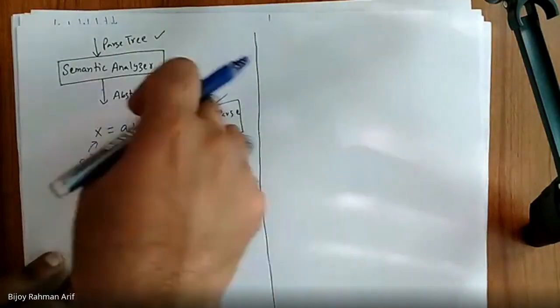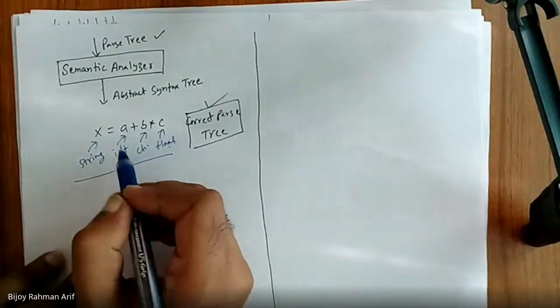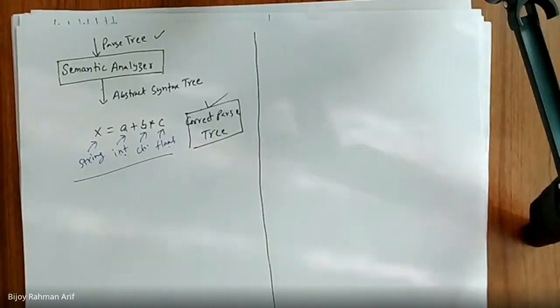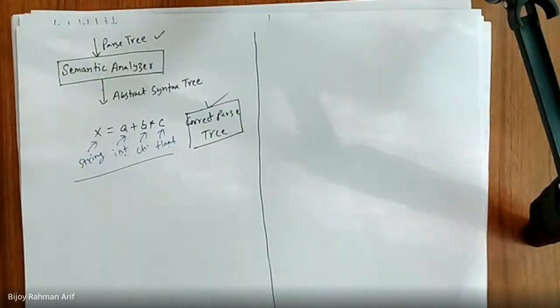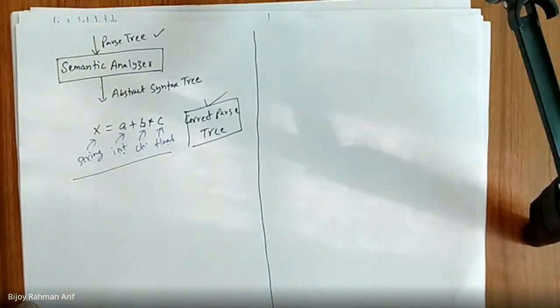But is it actually a semantically verified statement or not? If it is string, it is integer, it is character, it is float, what is wrong with this? Type errors. This kind of type error is going to be resolved in the semantic analysis phase. Did you get it? Yes, sir. After that one, we will get the abstract syntax tree.